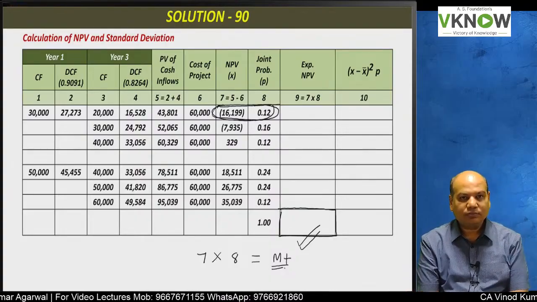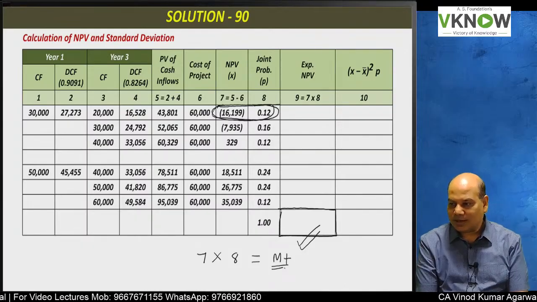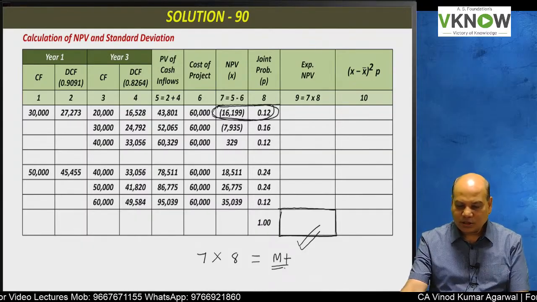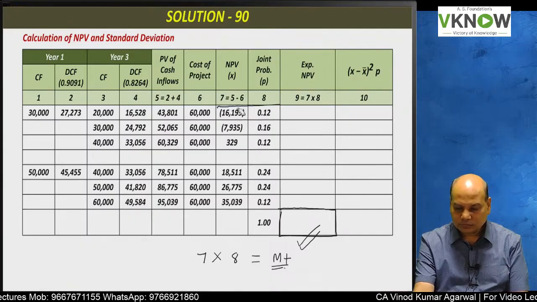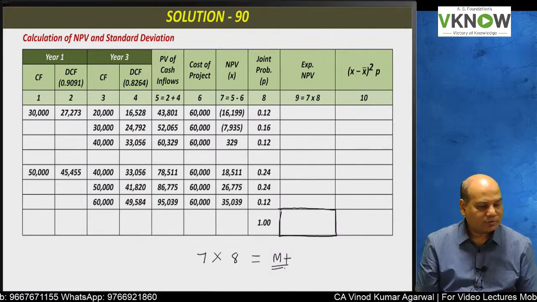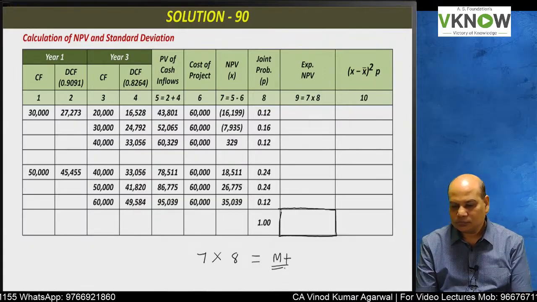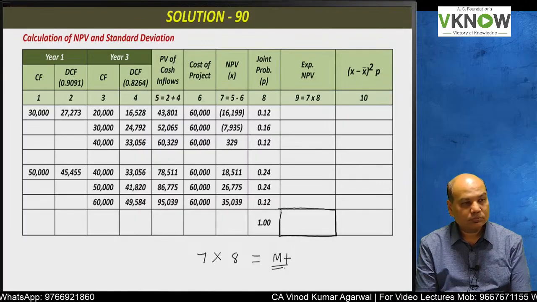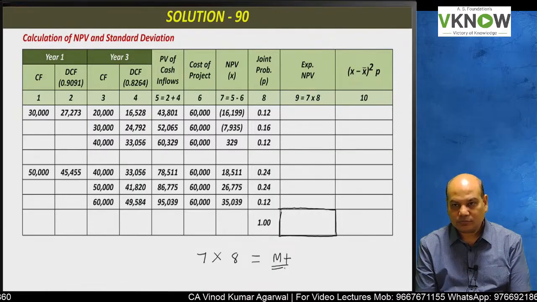I'll wait. Column number 7 into column number 8 figures. Please multiply and also take the total. Let us see who will give me correct answer first. Correct answer, and it should be first.